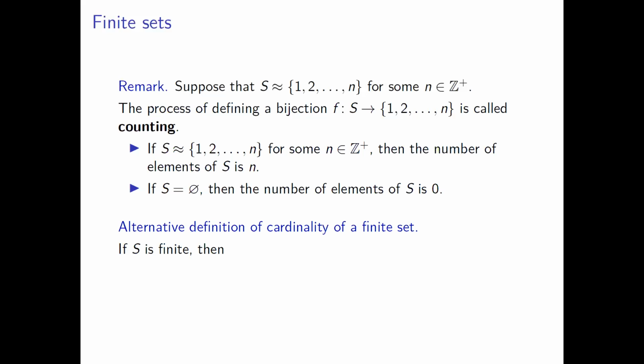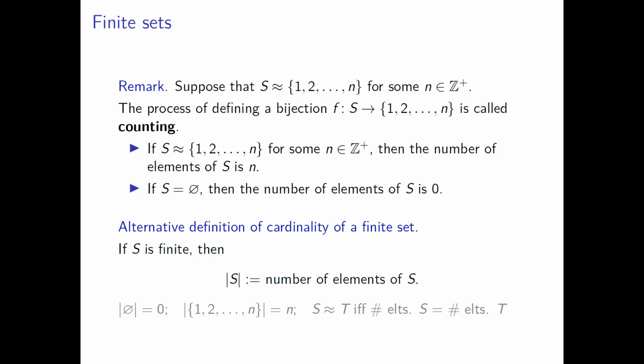This gives us an alternative definition of the cardinality of a finite set. If S is finite, then the cardinality of S is simply the number of elements of S. Thus, if S is empty, then the cardinality of S is 0. And if S is non-empty, then S is numerically equivalent to the set of integers from 1 to n for some positive integer n, and the cardinality of S is n. Also, two finite sets are numerically equivalent if and only if they have the same number of elements.